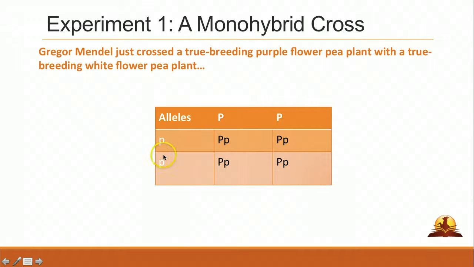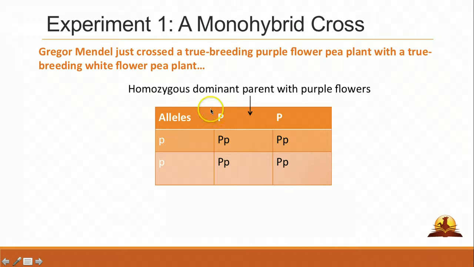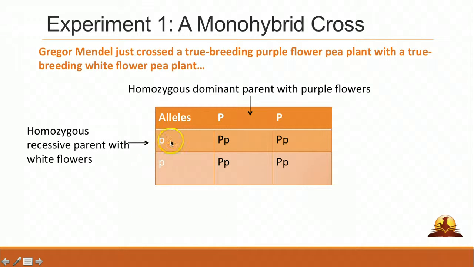And on the left, I see little p, this is pure white. And then I cross them, just like they showed in the video, I get big P, little p in all 4 boxes. Which means, so here's the homozygous dominant, homozygous mean the same, and dominant. Here I have homozygous recessive. And then the kids, they call this the F1 generation. So the first set of kids, they call it F1.